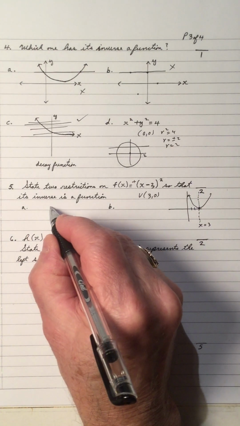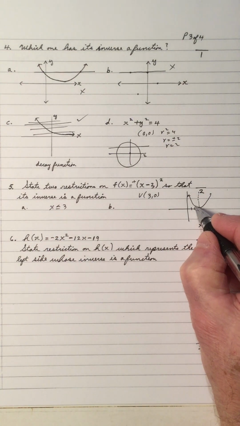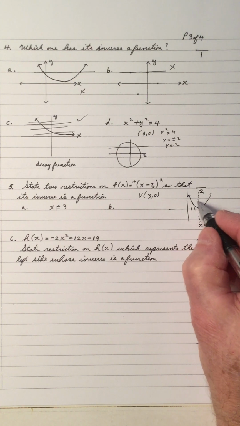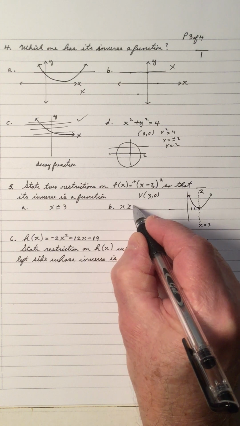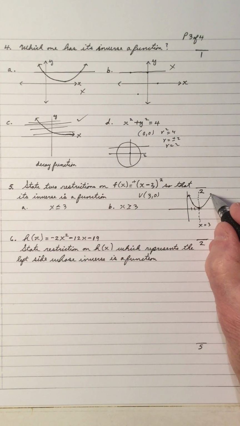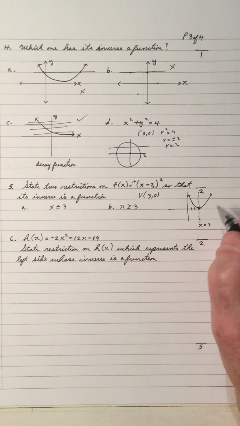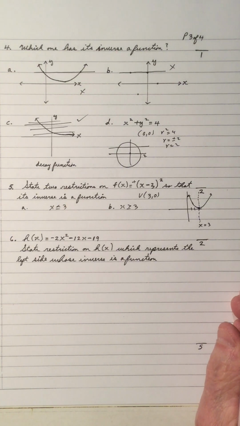So the left side is x is less than or equal to 3, which is this part here. If you only take this part, it passes the horizontal line test. If you take the other side, x is greater than or equal to 3, which is this one, then that piece will pass the horizontal line test, so its inverse will be a function. So there's the two restrictions. Give yourself 2 marks if you're right.